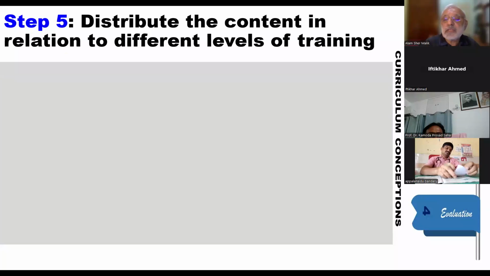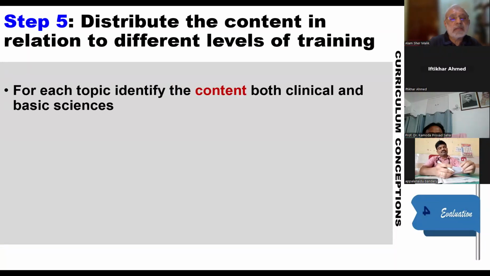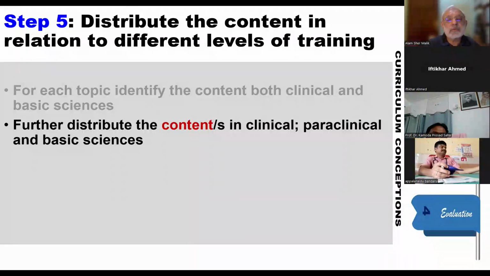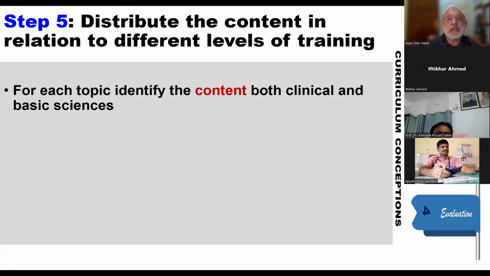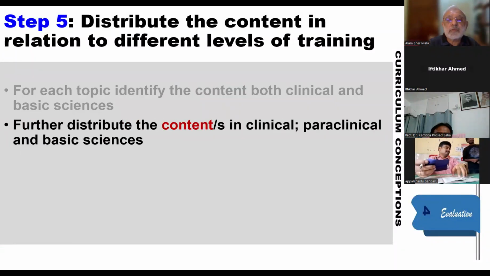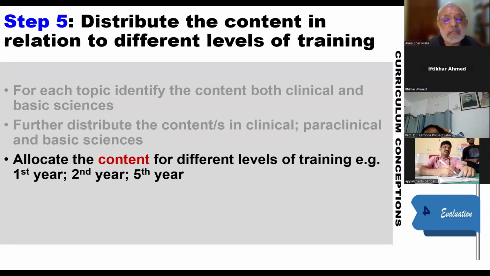Now, once we have identified this, we distribute the content in relation to different levels of the training. Of course, we then need to decide which part goes to which year. For each topic, identify the content, both clinical and basic sciences. Further distribute the contents into clinical, paraclinical, and basic sciences, and then allocate the content for different levels of training: year 1, year 2, year 3, year 4, and year 5. In this way, the identified content can be further divided among different years.